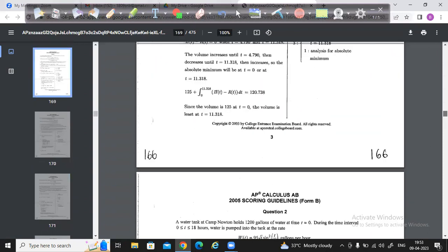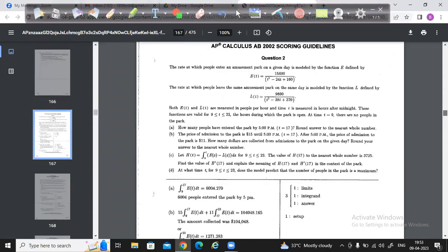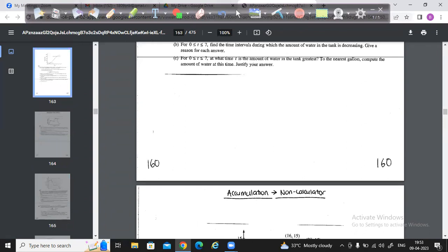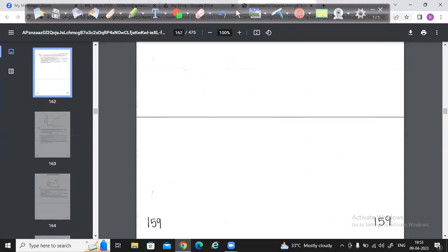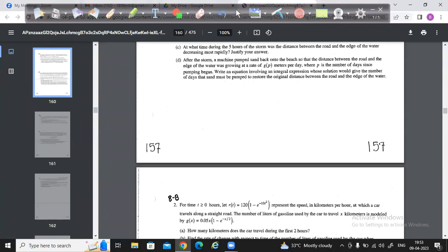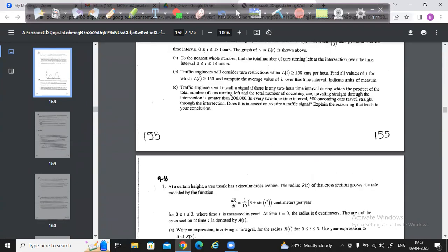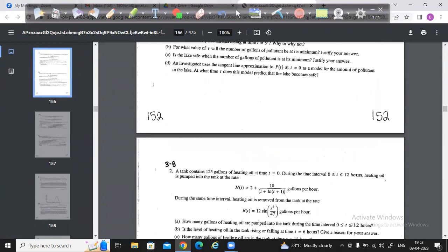I know it requires a lot of time and patience. Please do. Even if you're unable to do 100%, don't worry. Even if we can do 50%, we will definitely get a very good answer. Take any one question, one part of the question.